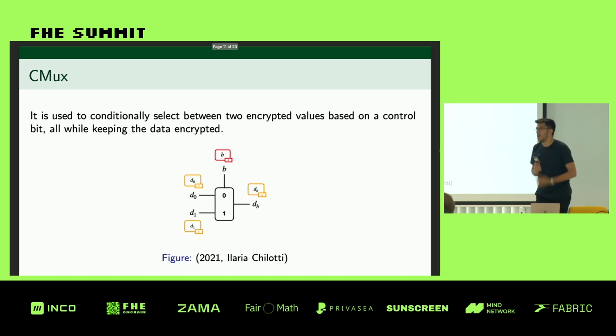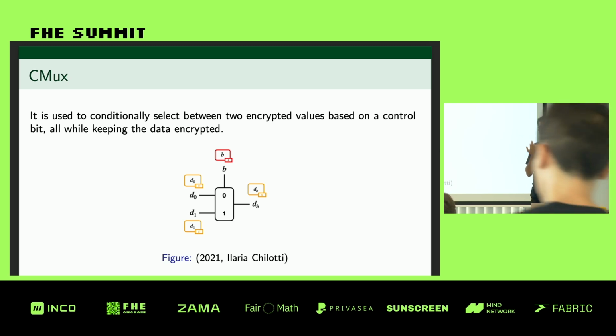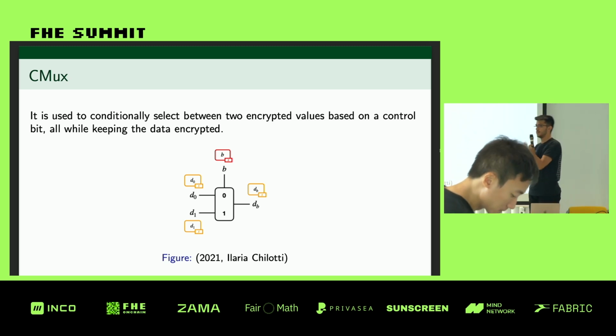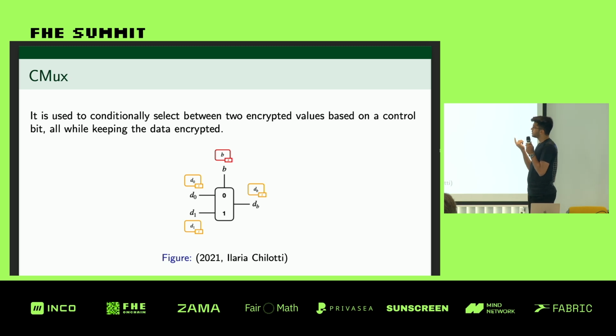Okay, before moving forward, here is the part where I want to introduce some tools that we use to construct TFHE. First is CMUX. It stands for Ciphertext Multiplexer, I think. It's basically used to conditionally select between two encrypted values. Assume we have two encrypted values, D0 and D1, and we have a control bit B. It's either 0 or 1, and we want to choose one of them.